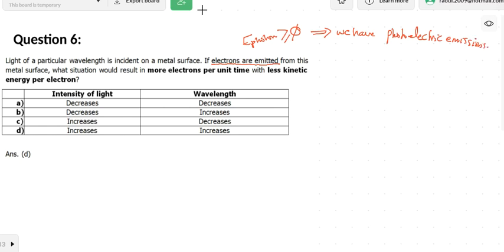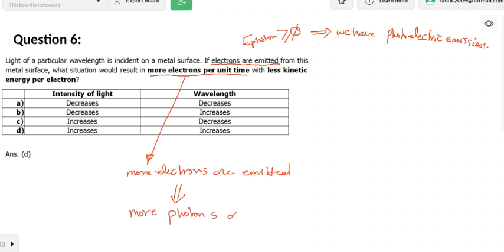You understand? So, what situation would result in more electrons per unit time? What do we mean when we say more electrons per unit time? This thing is very, very important. When we say more electrons are emitted, it means more photons are used, because they are directly proportional. Each photon comes, one electron leaves, right? So more photons are used. So the rate of photons is more, which means I'm increasing the intensity.